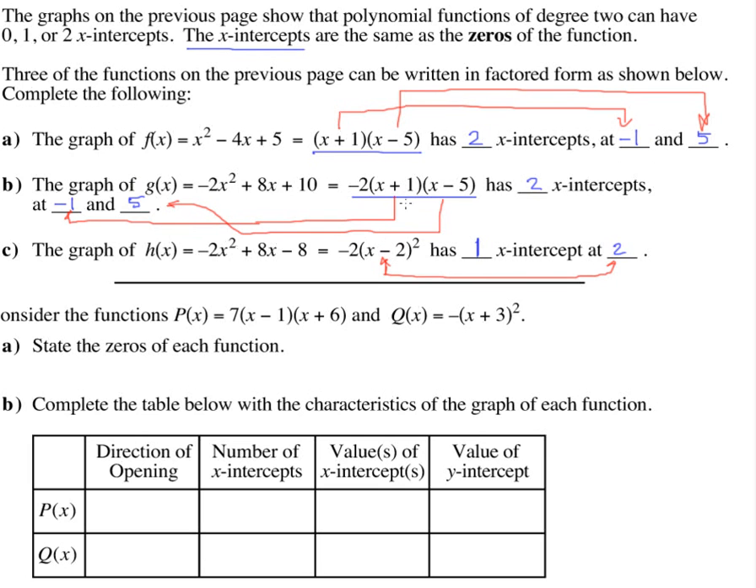And there also seems to be something about the number of factors. This expression had two factors and gave us two x-intercepts. This one had two factors, gave us two x-intercepts. This one only had a single factor and gave us a single x-intercept. Coincidence? No.